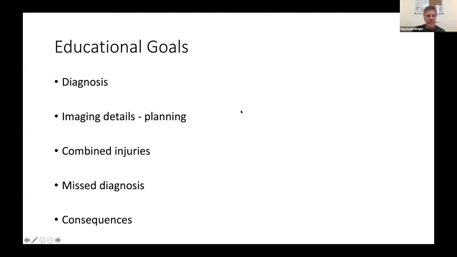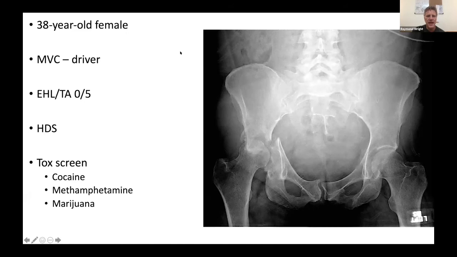I'd like to share a mistake that I made about a decade ago that I still think about. Some educational goals are: we're going to talk about the diagnosis of pelvic fractures, especially acetabular fractures, especially those that may or may not be associated with pelvic ring injuries. We'll talk about imaging details and being careful with your planning, the hazards of combined injury, and the consequences for your patients when it comes to misdiagnoses.